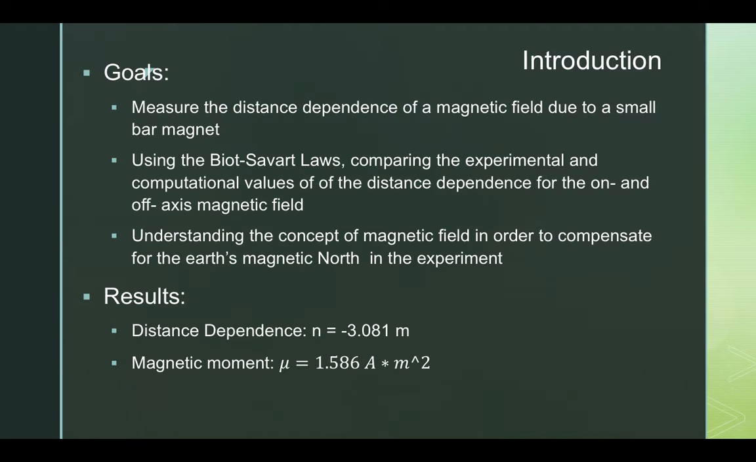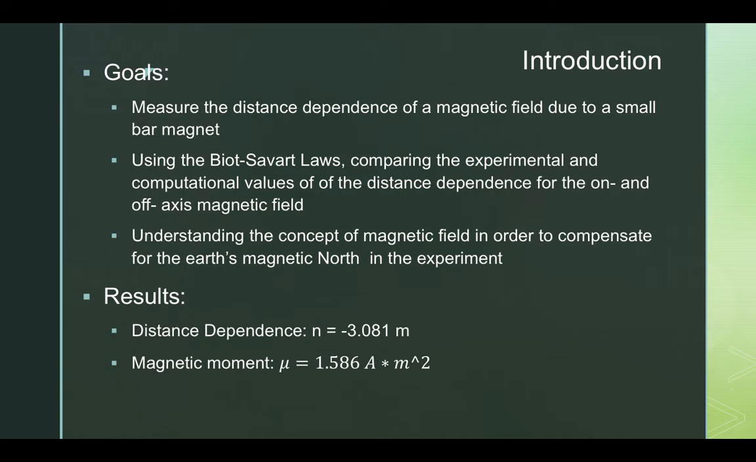In this lab, we studied the magnetic field produced by a bar magnet through the use of our smartphones by downloading a magnetometer app, and we determined the numerical factor that the separation distance impacts the magnetic field. We also used the Biot-Savart laws and computed values of the distance dependence for the on and off axis magnetic fields. And we also had to compensate for Earth's magnetic north in the experiment.